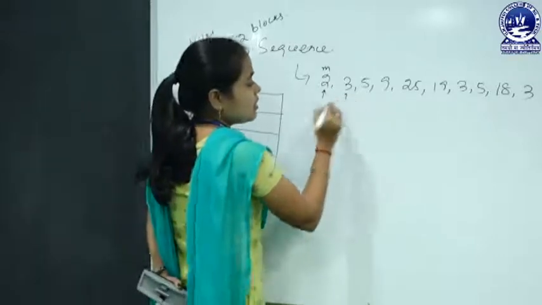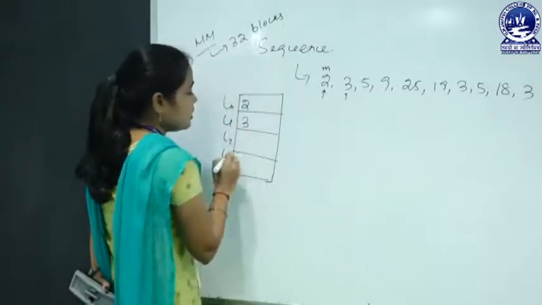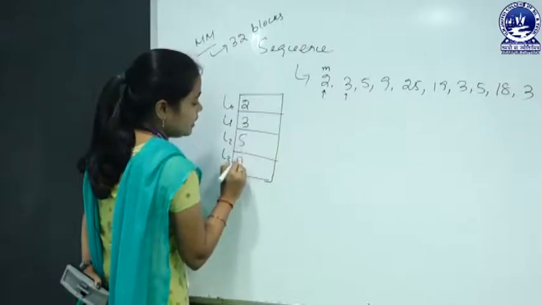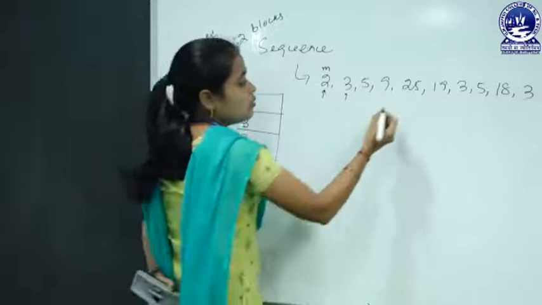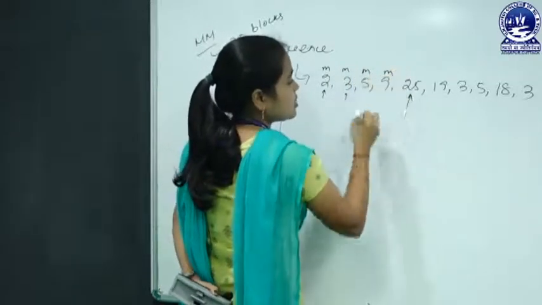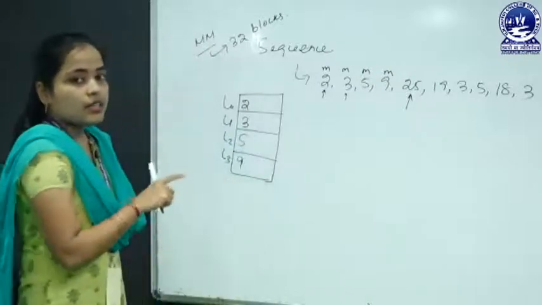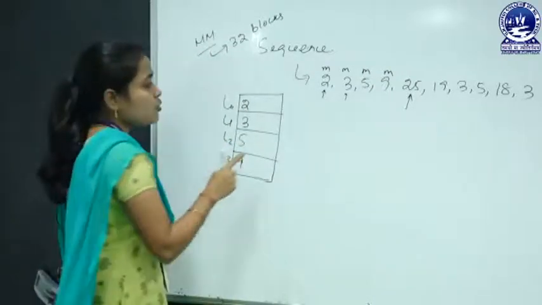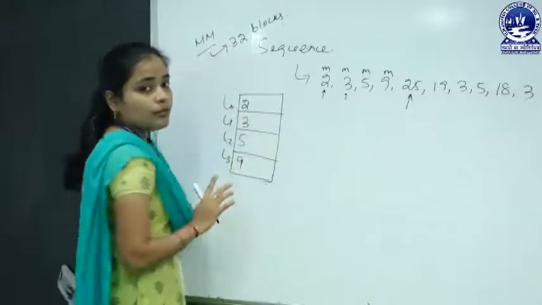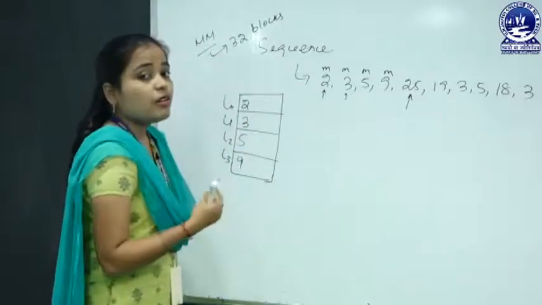Then next one is 3. Let 3 be stored in line 1, then 5 and then 9, and these are cache misses. Then next one is 25. So 25 will be stored in one of the lines, and which block will be replaced?